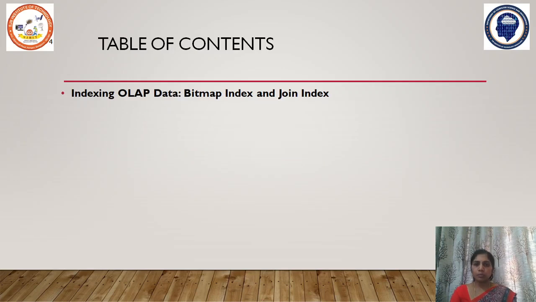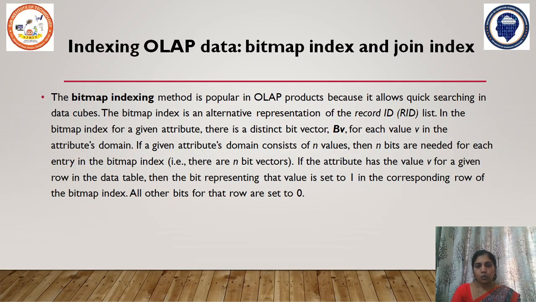It means that you are going to look at bitmap indexing and join indexing. So what is this indexing? Why do we need this indexing? What are the different forms of indexing that are there? Indexing OLAP data: when you have indexing, it means mapping. Here we have bitmap indexing and one more, join indexing.